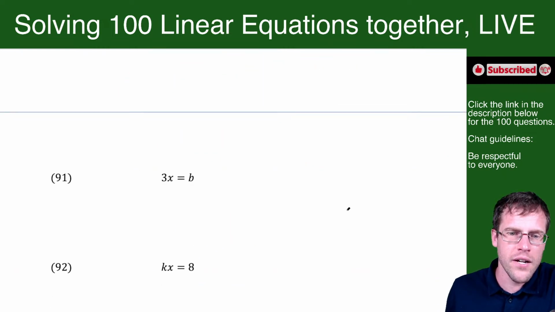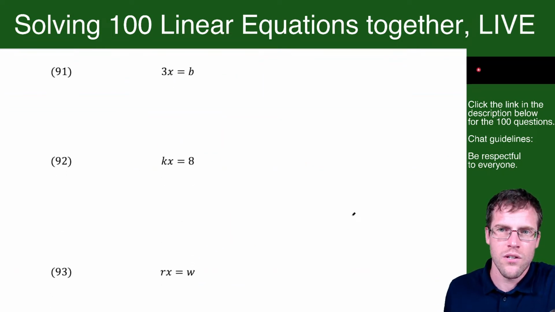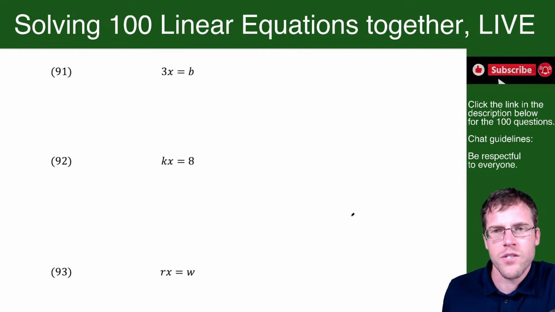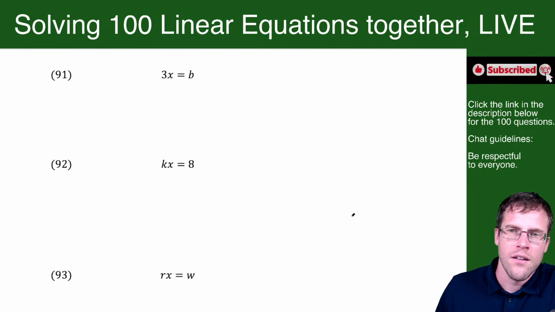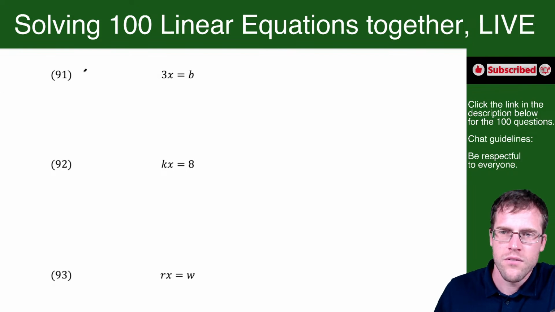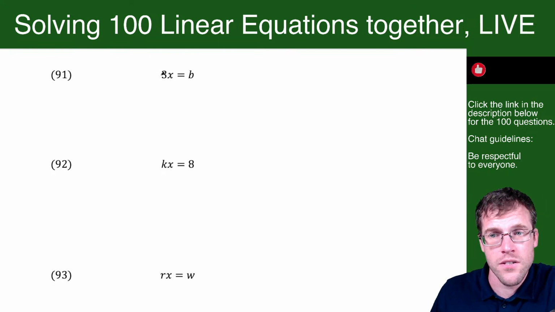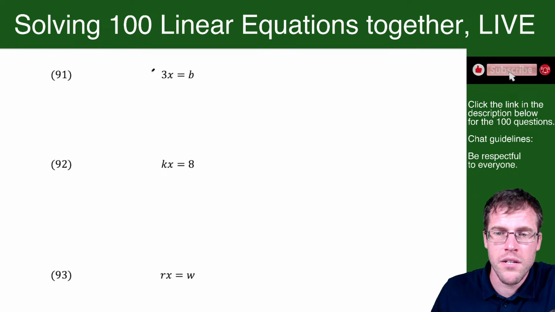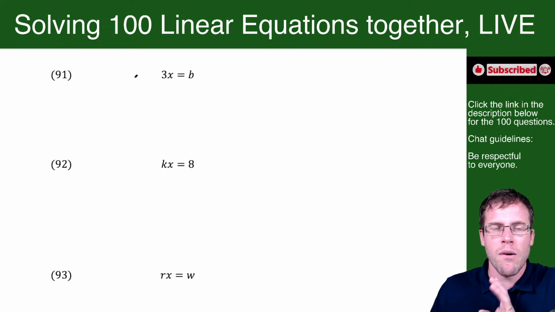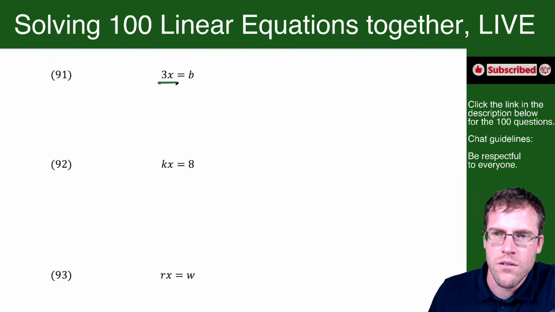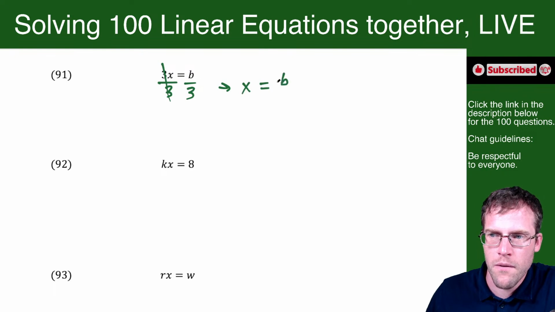All right, the final 10 questions will be literal equations. So we made it to the final 10. So here we go. Solving for x. Still, it's 3 times x equals b, where all these non-x's are just representing some constant here. Okay, so divide both sides by 3. And this will give you x equals b over 3.